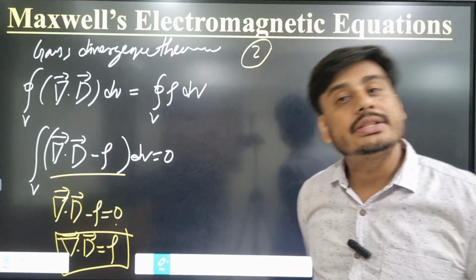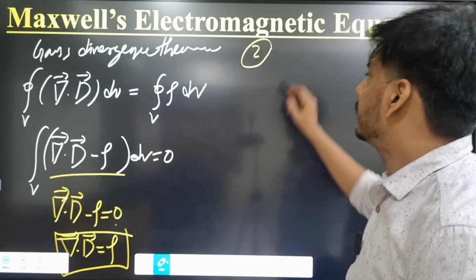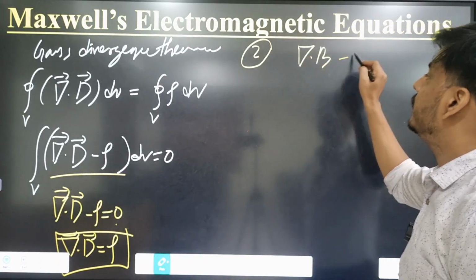Now we will go to the second equation. The second equation is again the easiest one. The second equation is del dot B equal to 0.